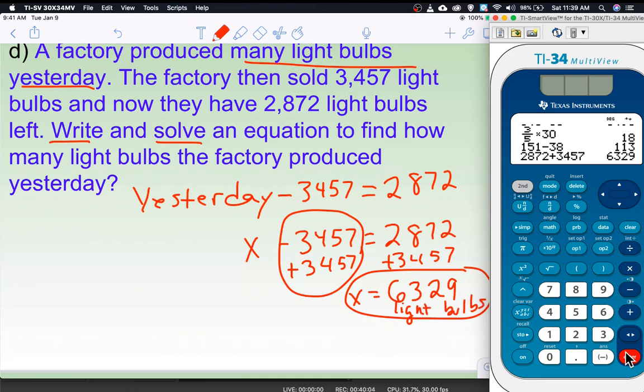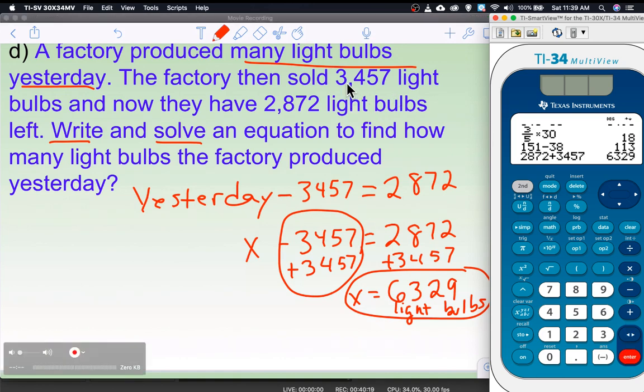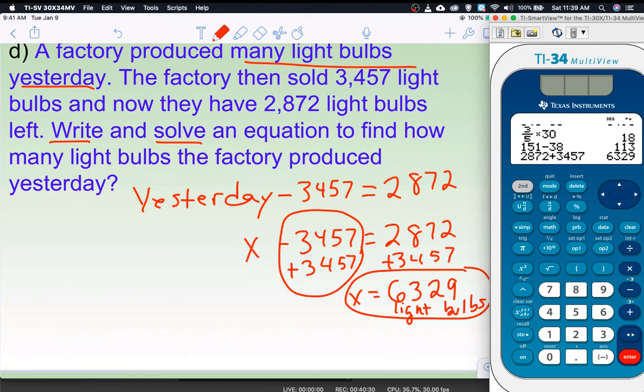Now, it's always a good idea when you finish a problem to make sure your answer makes sense. Does it make sense that yesterday they produced a lot of light bulbs or little light bulbs? Well, if they made like 6,000 and sold 3,000 of them, roughly, would they have about 3,000 left? Yeah, that makes sense. But it's a good idea to check that and do that little mental calculation. Does my answer make sense in the word problem?